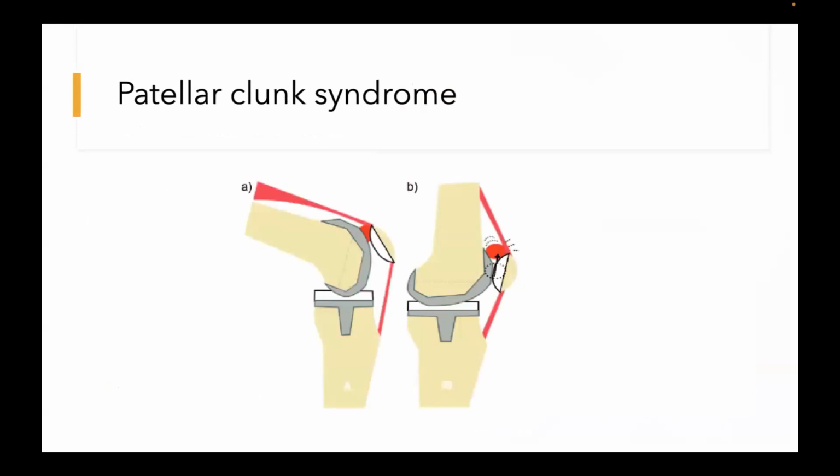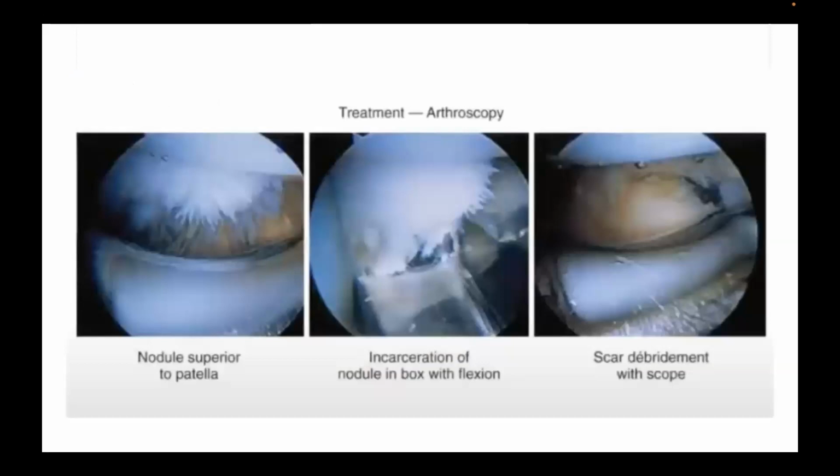Then another inherent complication of the PS design is the patellar clunk syndrome. Because of the patellofemoral articulation, a fibrous nodule is formed in the suprapatellar region, and this can result in a painful clunk. And the treatment for that is arthroscopy. The first picture is showing the nodule superior to the patella, and the third picture showing the scar debridement with the scope.